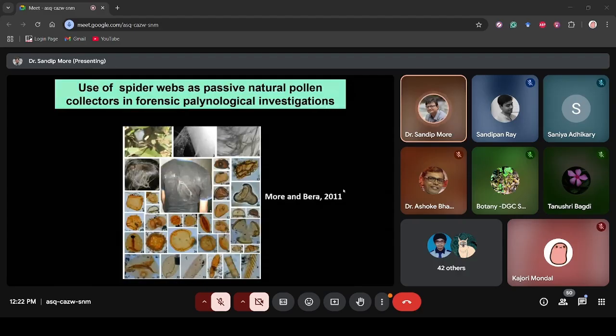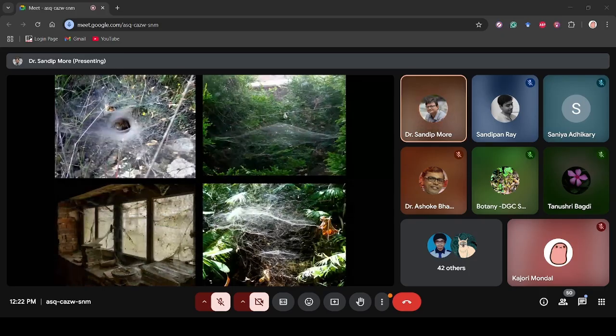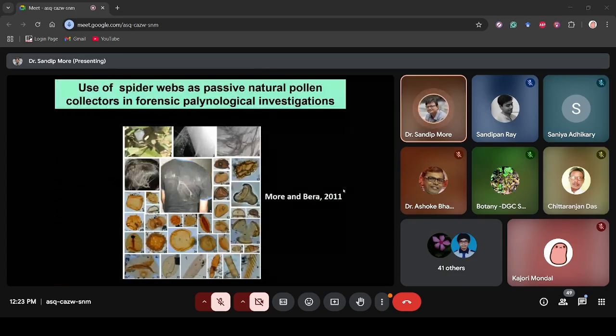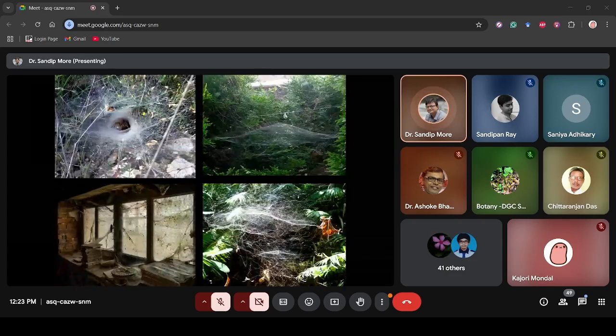Next, it is called the study of spider webs. You know that spider webs are everywhere, especially in the forests, in old houses, in the places where people don't go. Their spider webs are present in large numbers. So if any crime happens, and if we get any spider web from the suspect's hair or cloth, we can study the spider web. And spider web is one of the most important vegetational indicators.